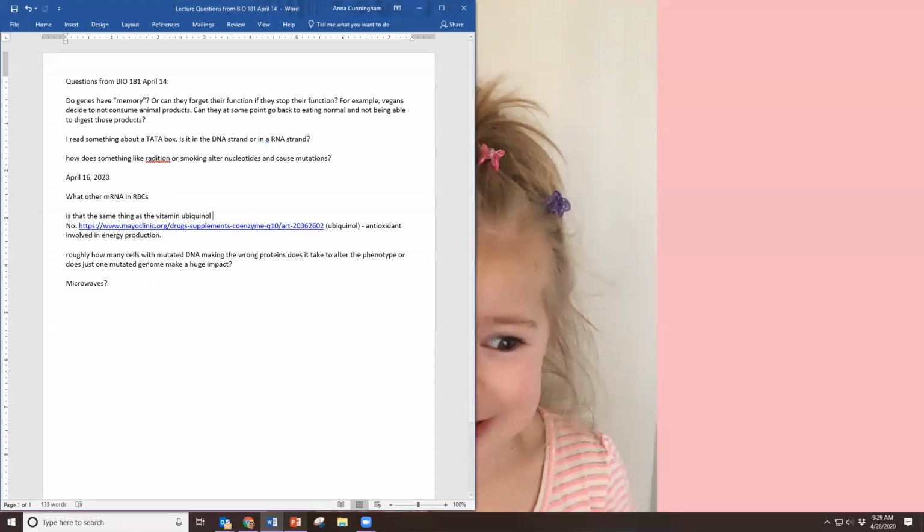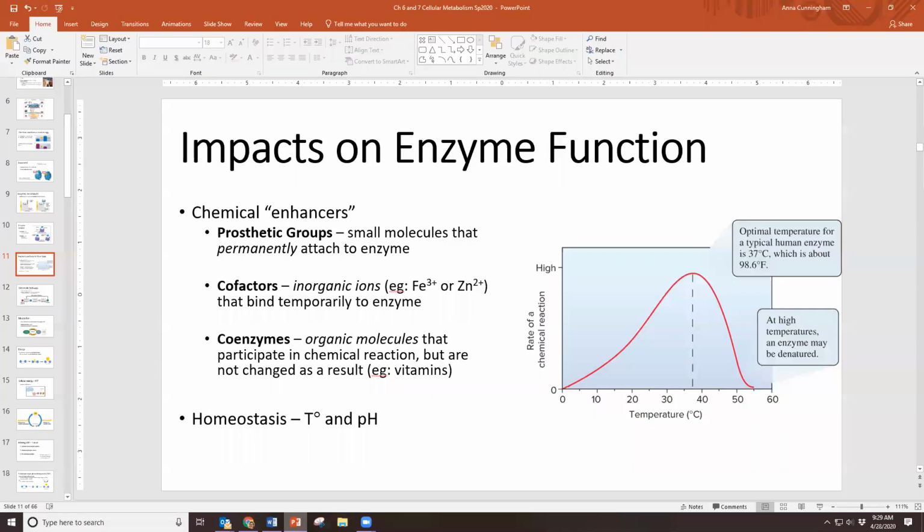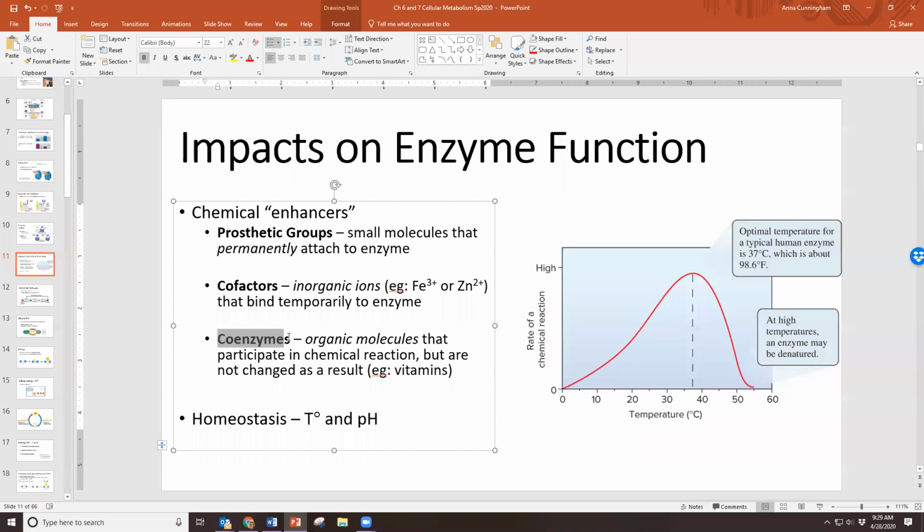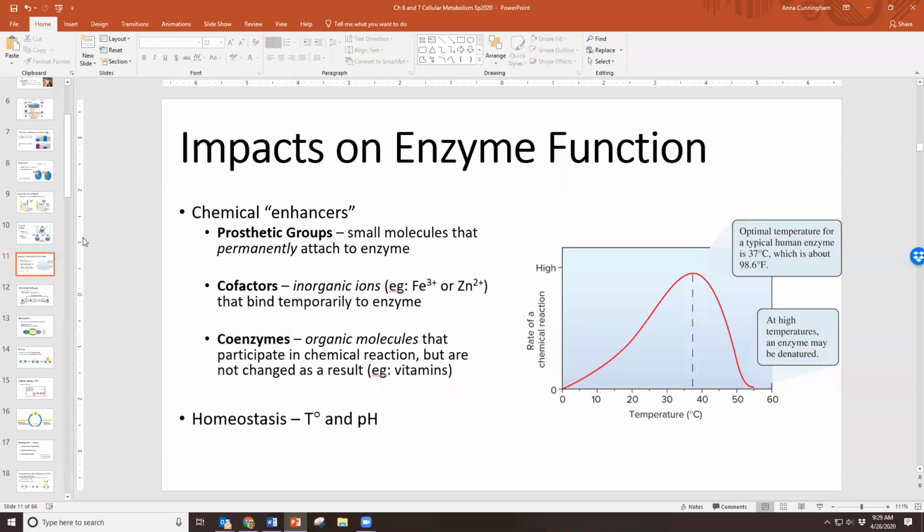what it does, but ubiquinol is actually a vitamin, and so it serves as a coenzyme. It allows a certain reaction to take place. So we'll learn through this reaction what reaction that allows to take place. All right, so it's an organic thing.